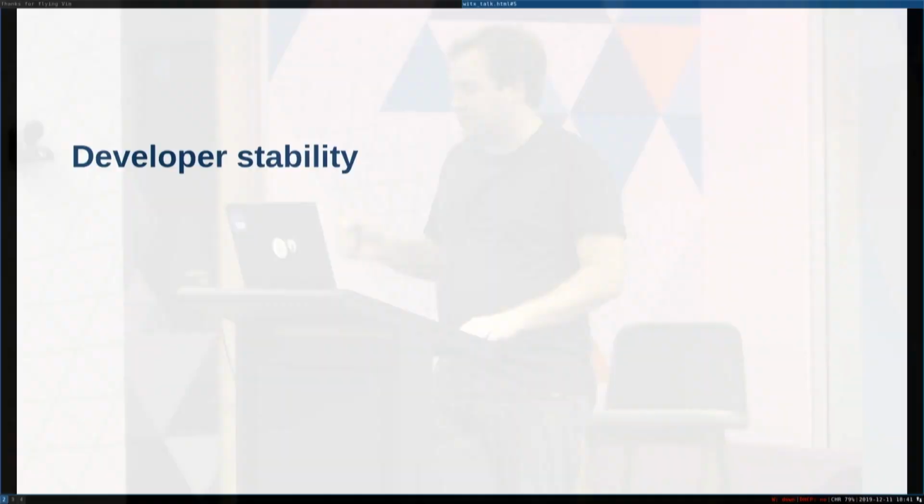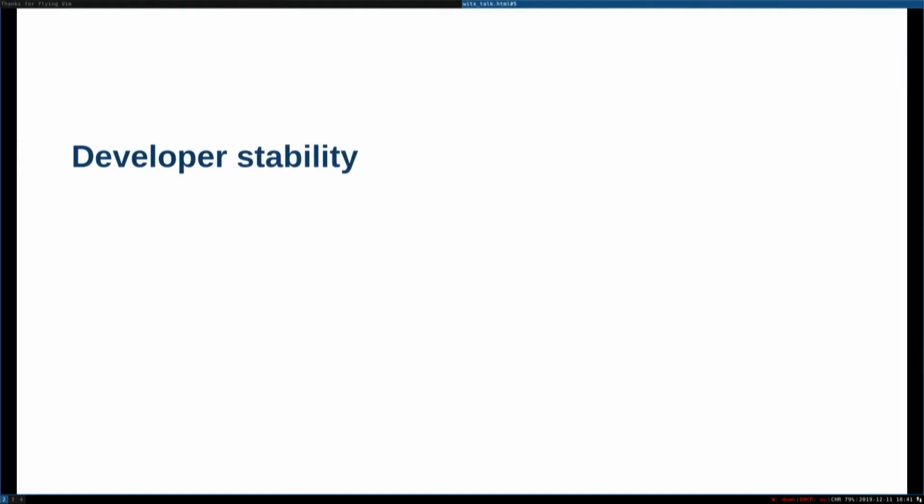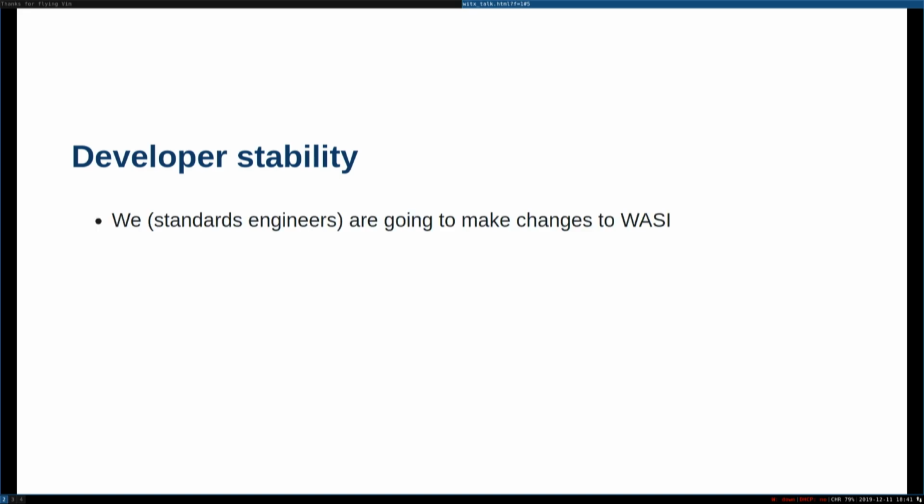I'm stealing this term from Alex Crichton. Developer stability is something we care about. How can we help you adopt it and help you keep up with all the changes we're making to WASI? Like I said, we've already made some changes, and we have many more to come, and those are going to do things like change some of the concepts around how files are treated to not be as tightly coupled to POSIX, which is good for portability.